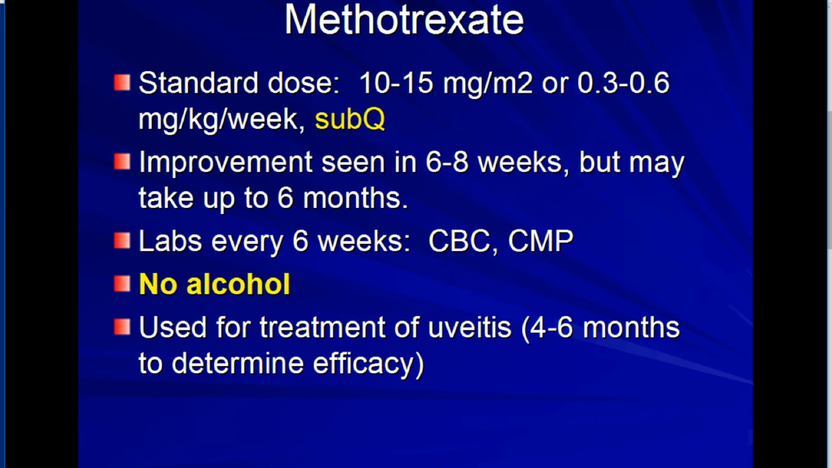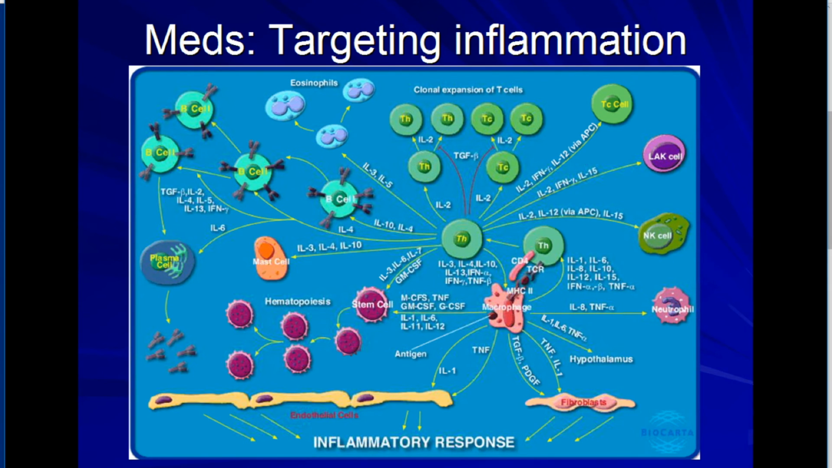Methotrexate, it's usable. Usually it takes 6 to 8 weeks for improvement, the kids can't drink, and this is only an issue for teenagers. This is obviously a busy, complicated slide, which shows again where all of these medications could potentially be used to target. And the more we understand about this, the more potential targets there are.